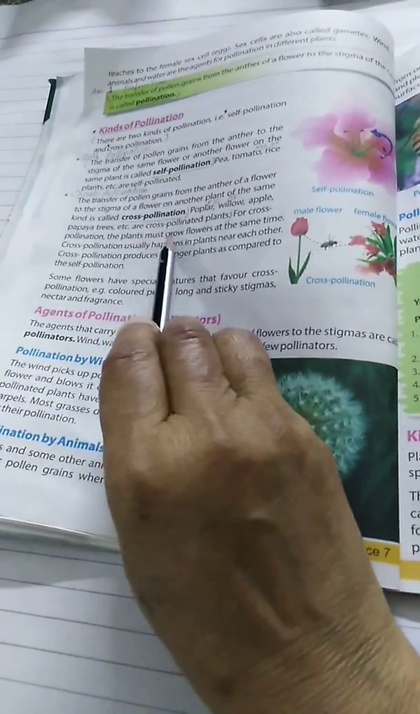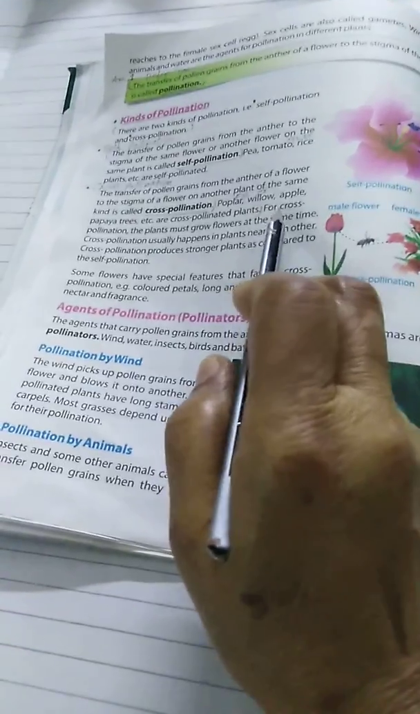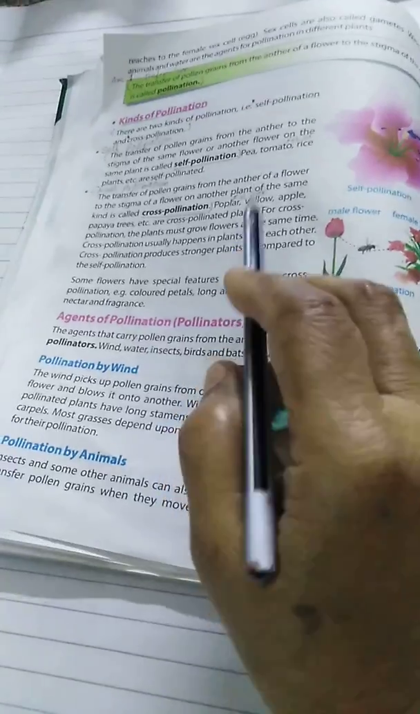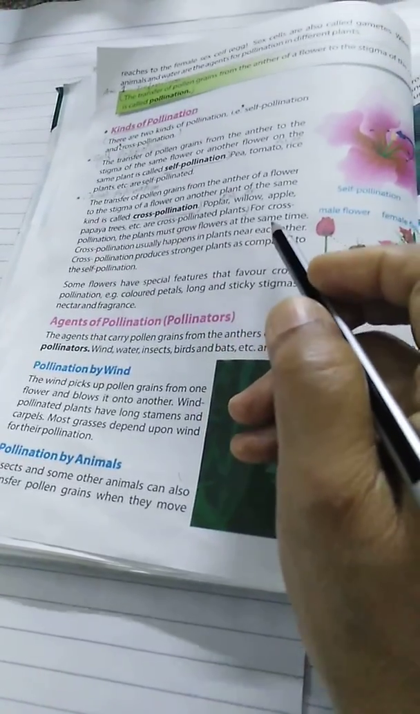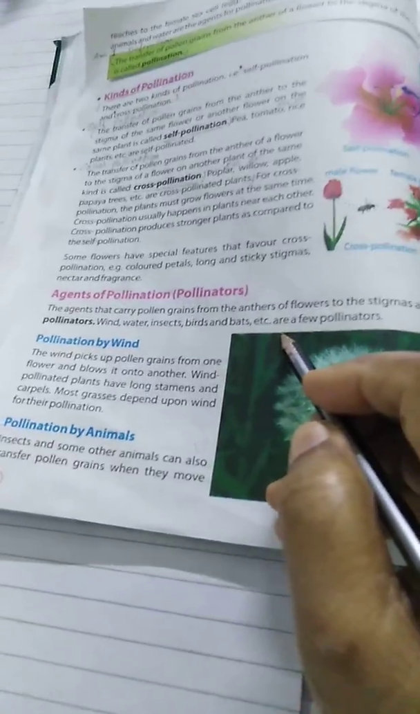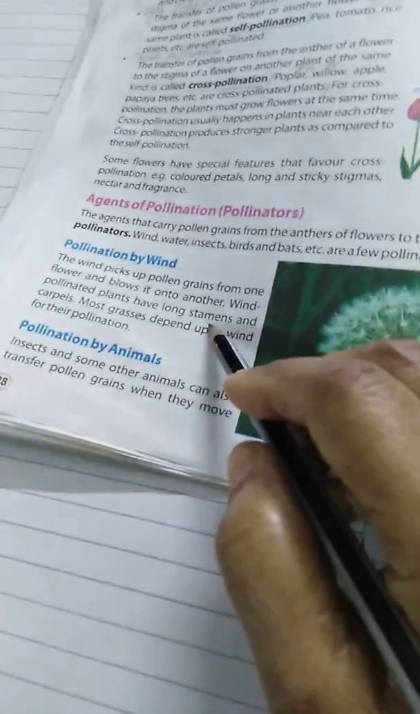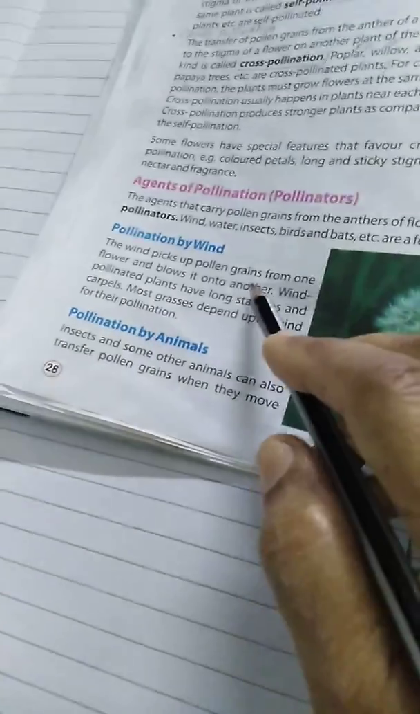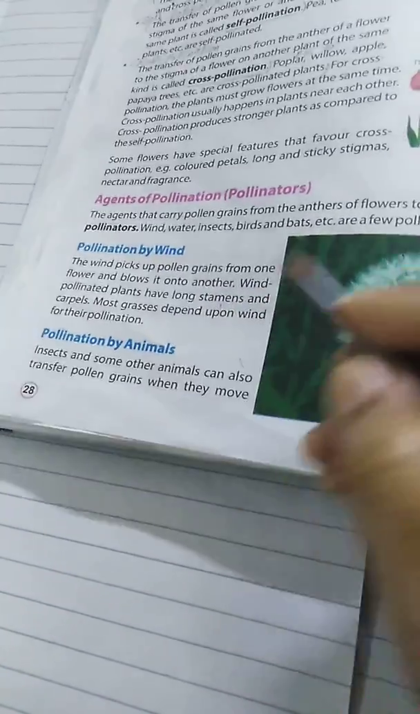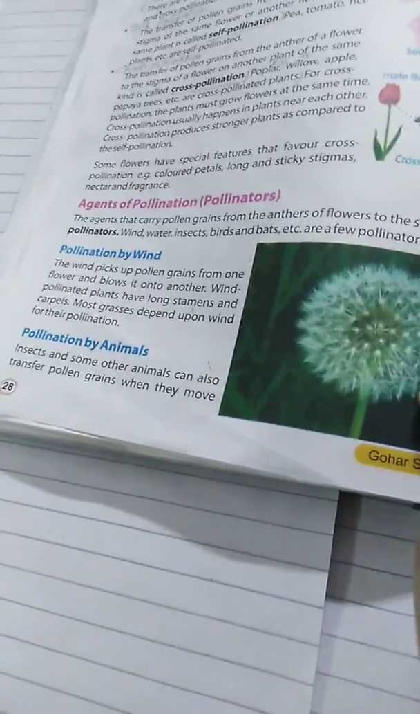This is called cross-pollination. Poplar, willow and apples are examples of cross-pollination. Agents of pollination, which carry the pollen grains from the anther of the flower to the stigma of the carpel, are called pollinators. Examples: pollinated by wind, pollinated by animals and pollinated by water.